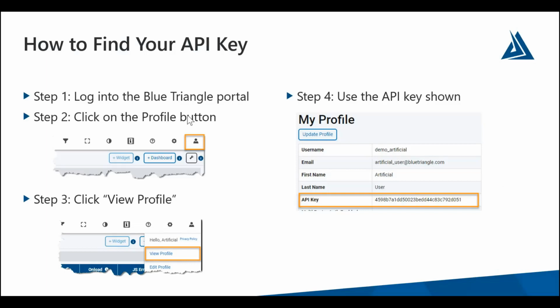So finding your API key, like I mentioned, it's in your profile in Blue Triangle. Another prerequisite here is to have an actual login to Blue Triangle, or at least maybe a shared login, because you will need to look in the profile and get an API key. These are automatically generated for you right when you create the login to Blue Triangle. So for this artificial user in the profile table here, this is their API key.